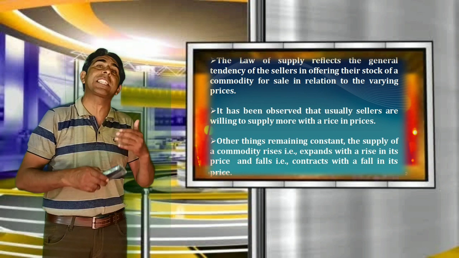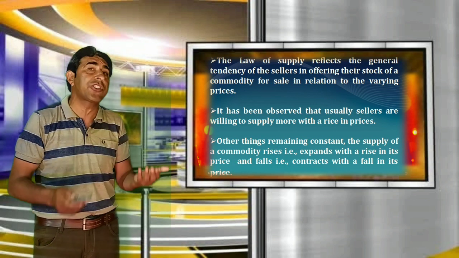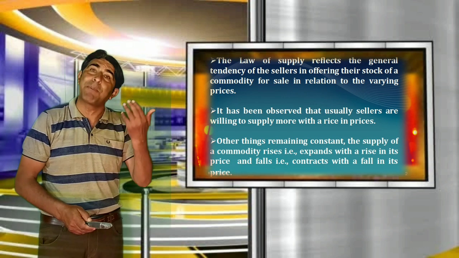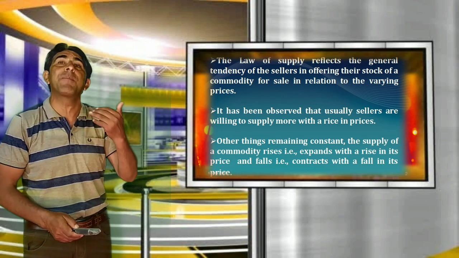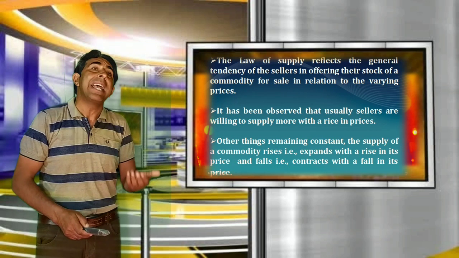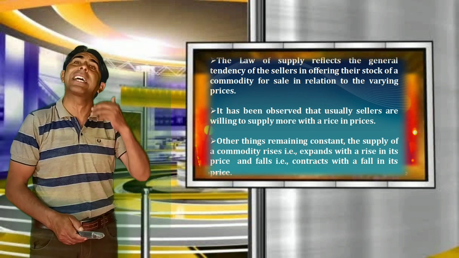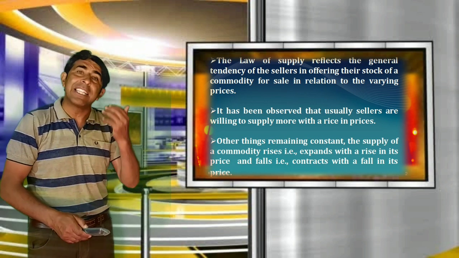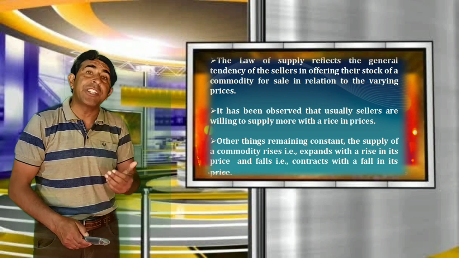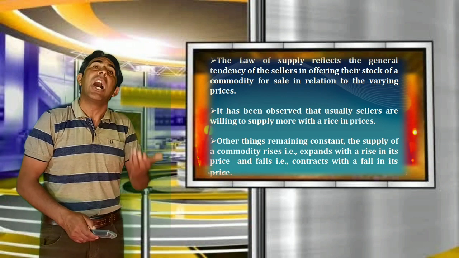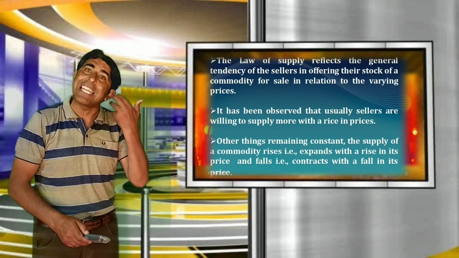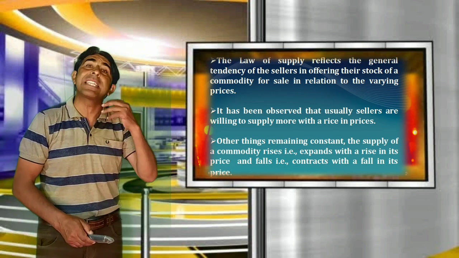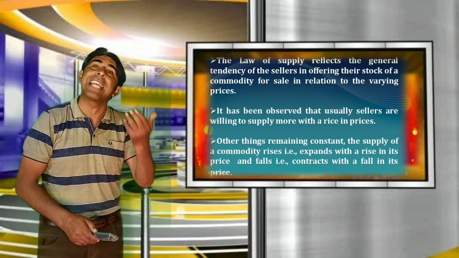The law of supply explains that, other things remaining constant, quantity supplied of a commodity increases with a rise in price and falls with a fall in price. Or in other words, a seller is ready to sell at a higher price than at a lower price. The law can be explained: other things remaining constant, quantity supplied of a commodity rises or expands with a rise in price, and it tends to reduce with a fall in price. This is how the law of supply is explained.